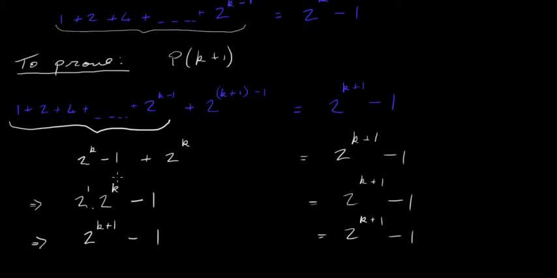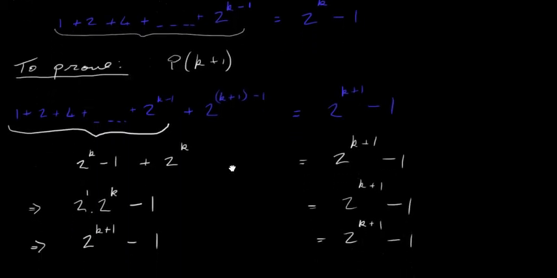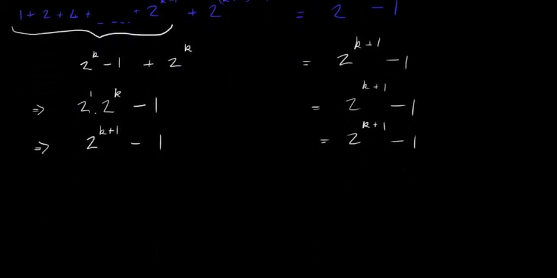So what have we actually done? We have shown that if we assume that the proposition is true for some number k, if it is true for k, then it will be true for the next number k plus 1. So if the proposition P(k) is true, then P(k+1) will be true. Now, how does that help us? Well, we know that the proposition is true for n equal to 1. This is true.